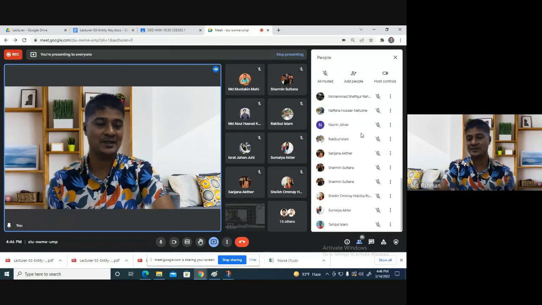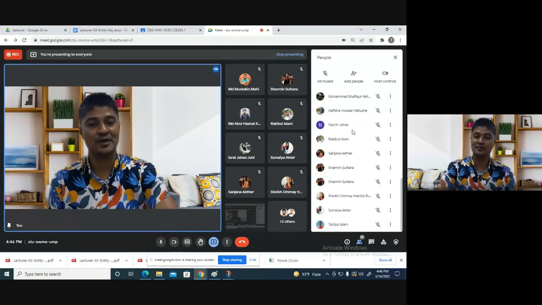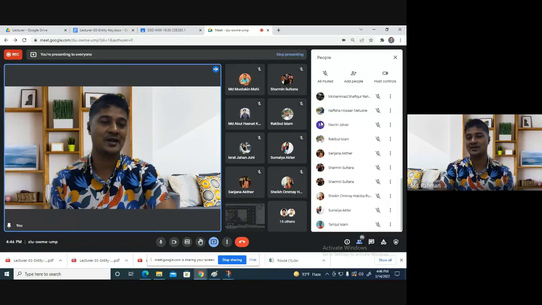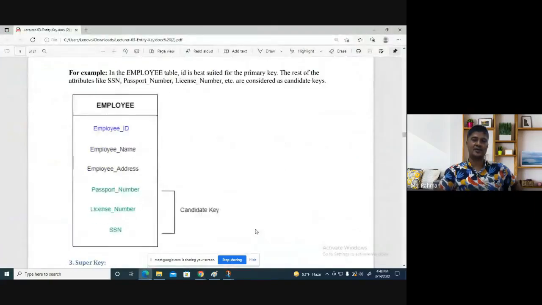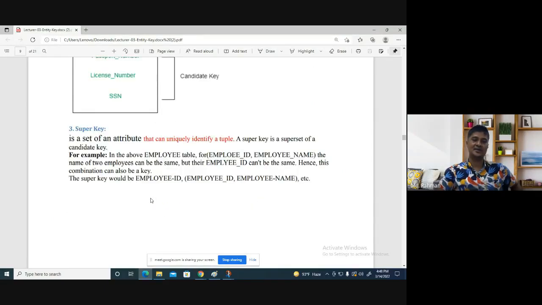But finally, as a DBA, database administrator, you pick one of them. That is the primary key. But the rest of, no, I am talking about the other. There is another example of the candidate key. Let's say here employee ID, passport number, license number, SSN, all are candidate keys. But you select employee ID as the primary key, so the rest of them are candidate keys.